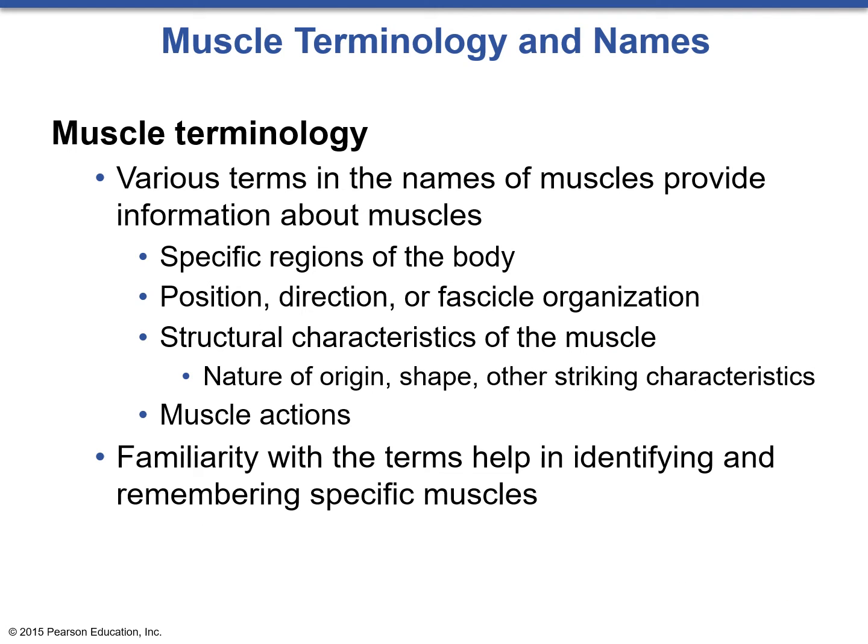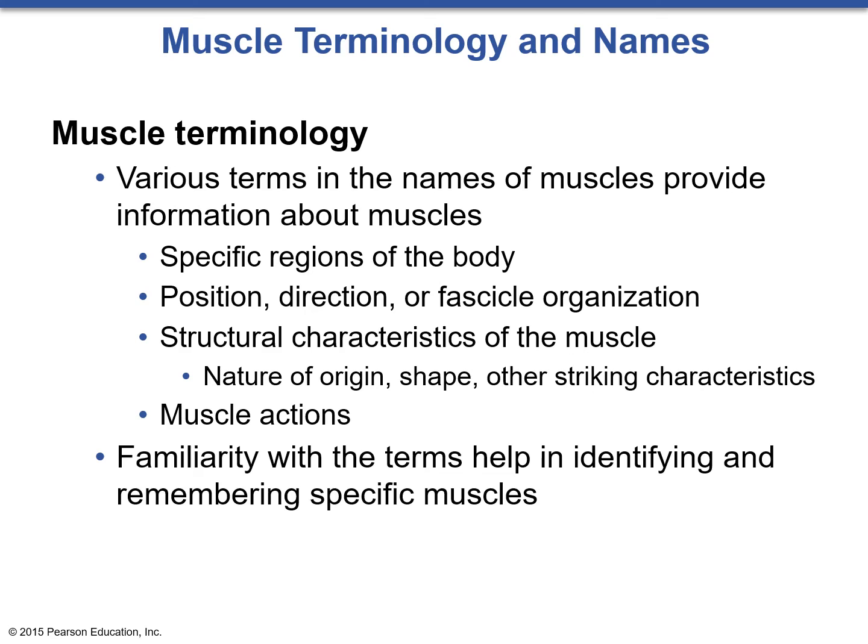Now, when looking at muscle terminology, there are various terms in the names of muscles that provide information about the muscle. This is to kind of help you remember the muscles a little bit more easily. So in some cases, we'll have specific regions of the body, like femoris. If you see the term femoris, you know it's going to be located somewhere on the upper thigh or femur. We might have position, direction, or fascicle organization. So orbicularis, rectus. Rectus means straight. Orbicularis means orb-like or circular.